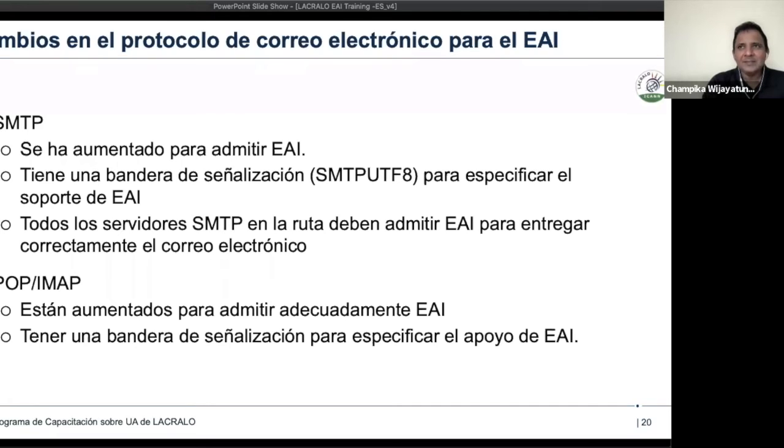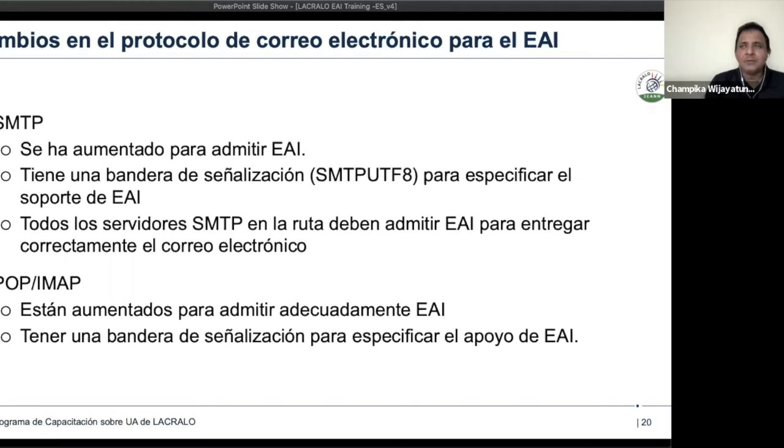So now let's consider the email protocol changes for EAI. Earlier I was talking about different components of the email system, right? We have MUAs, MTAs, and so on. When the email gets transferred between these components, we also use different protocols. Between the MTAs, between the mail servers, we use SMTP, Simple Mail Transfer Protocol. So we have to make sure to support EAI. SMTP should also adapt to this change. We say it should be augmented to support EAI, right? So there is a certain signaling flag.